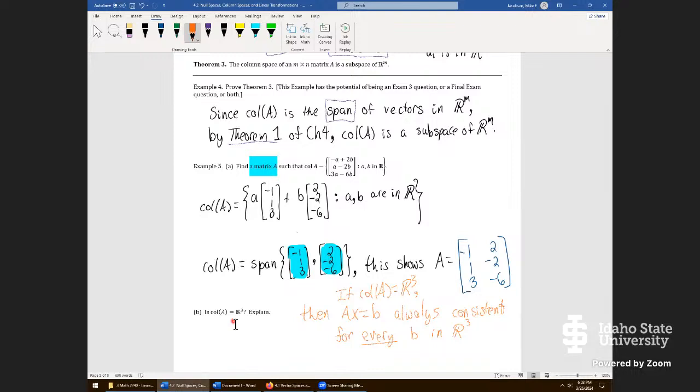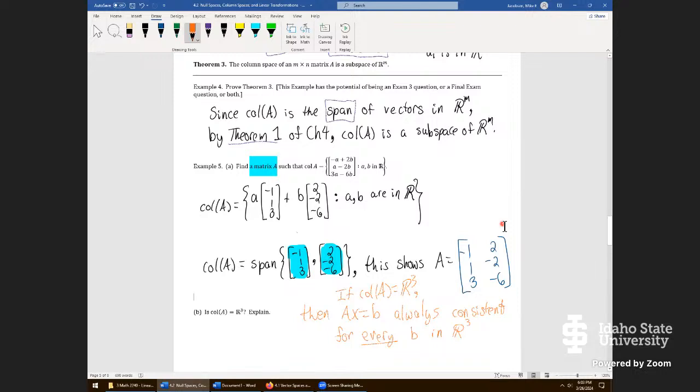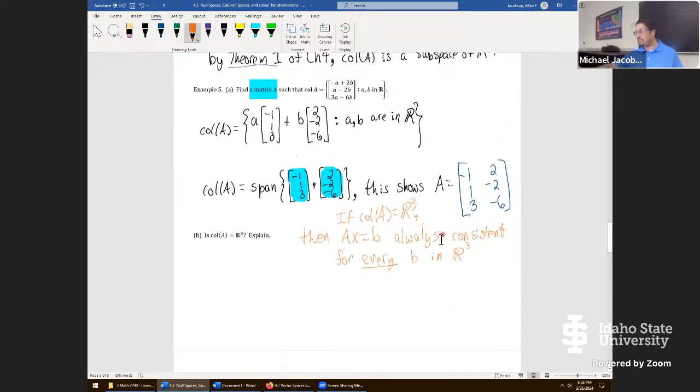I would say no, I agree, absolutely. You know what the reason would be why it would not be? Because A does not have three columns. It only has two. Exactly. There's no way to get a pivot in every row, and that's pretty much the heart of it.